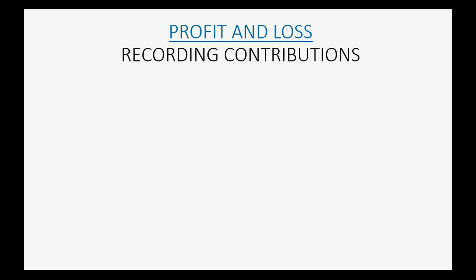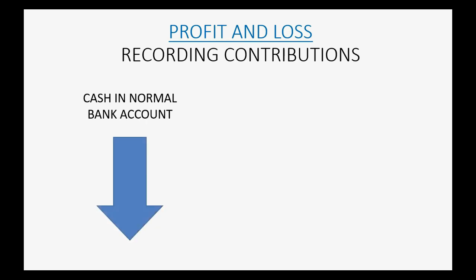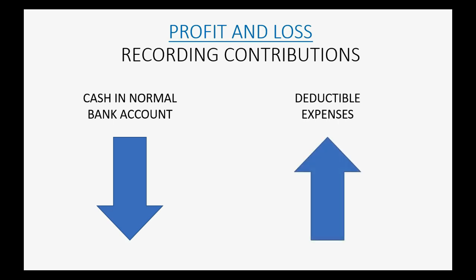So, what happens on your profit and loss when you record contributing to a retirement fund? Well, the cash in the normal bank account will decrease because you took money from your normal bank account and you put it into a retirement account. And then you actually have more deductible expenses to reduce your net income on your profit and loss because you took money from your bank account and you put it into the retirement fund.